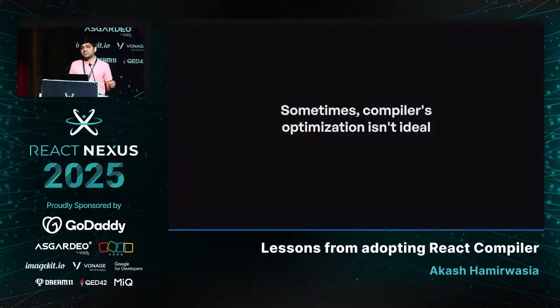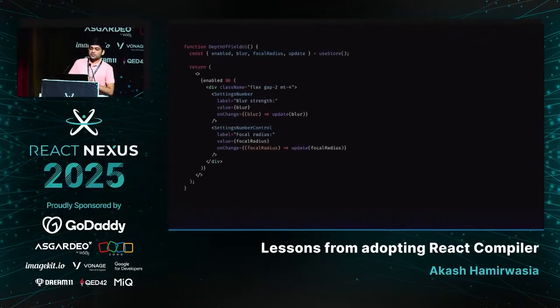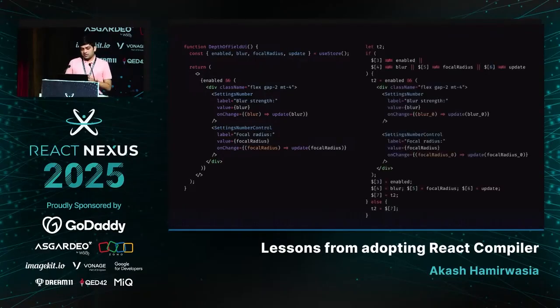I've also encountered sometimes the compiler's optimization isn't really ideal. And let's take a look at this with an example. So this is the same depth of field component that I have with two sliders. And now I'm rendering this whenever the enabled flag is true. Very typical React code that we write day to day. This is the output from the compiler. Now, I don't know if you notice, this particular part, which is wrapped inside the conditional, is actually not the best way to optimize this component. The settings for blur strength and focal radius both depend on blur and focal radius, which doesn't make sense. When blur changes, only the first slider should change or re-render. But in this case, the way it has been optimized, both will re-render when either of them changes.